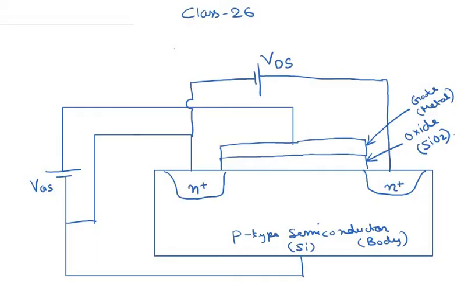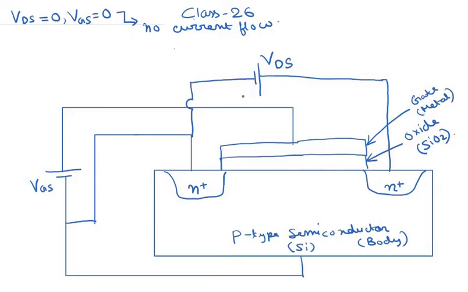Okay, so initially we would assume that this VDS is 0 and VGS is 0. So under this condition we basically have no current flow. Under the condition VDS equal to 0 and VGS equal to 0, there is no current flow.